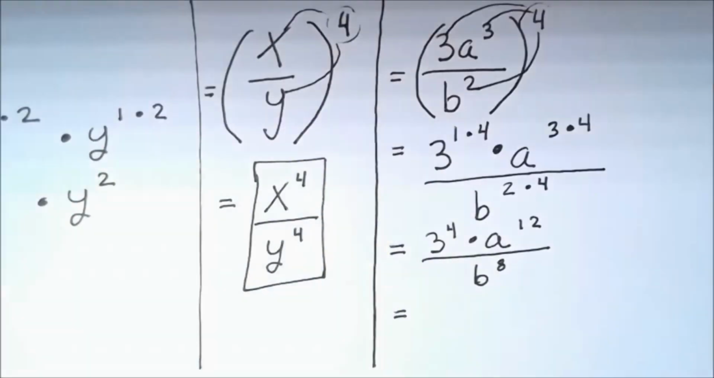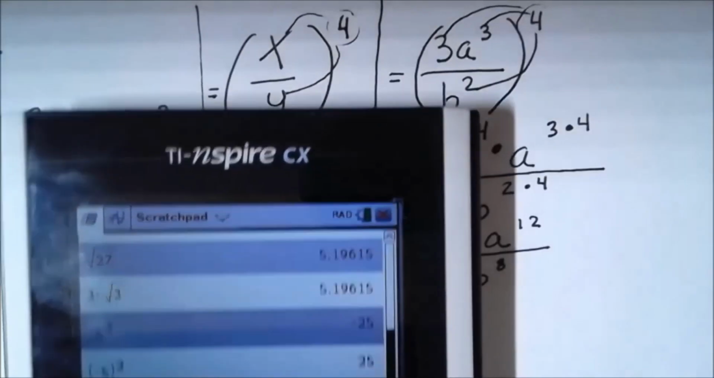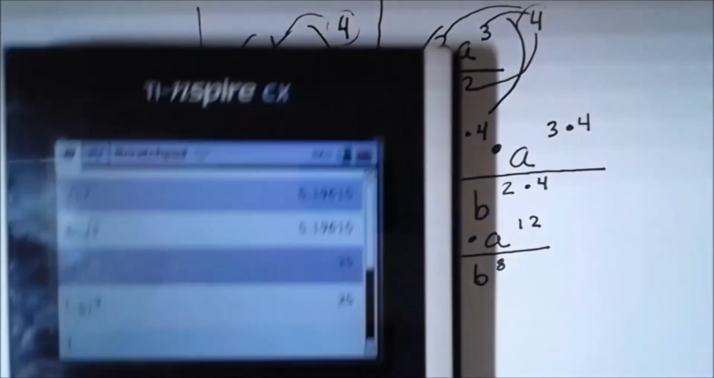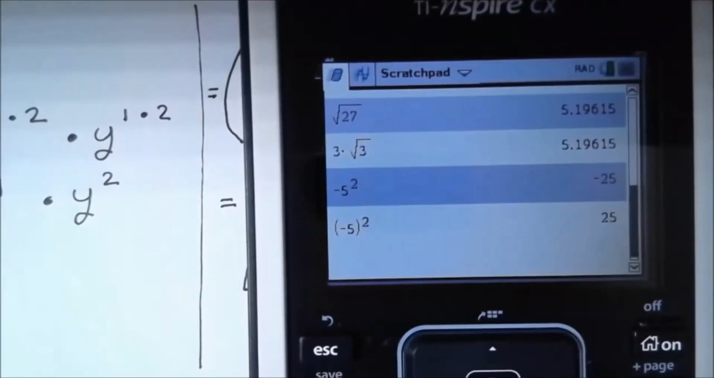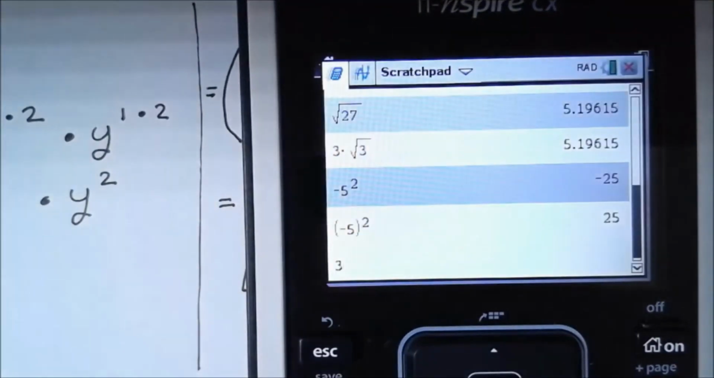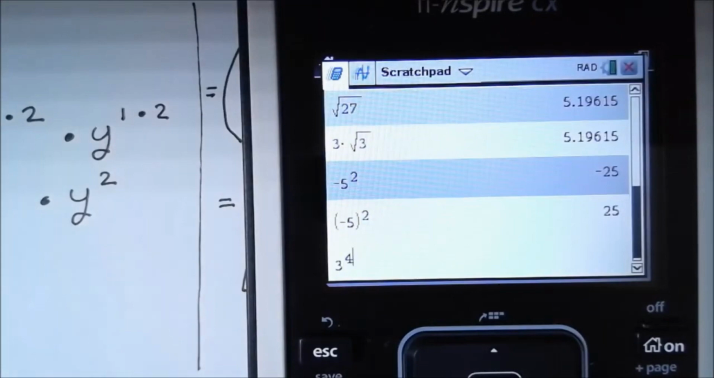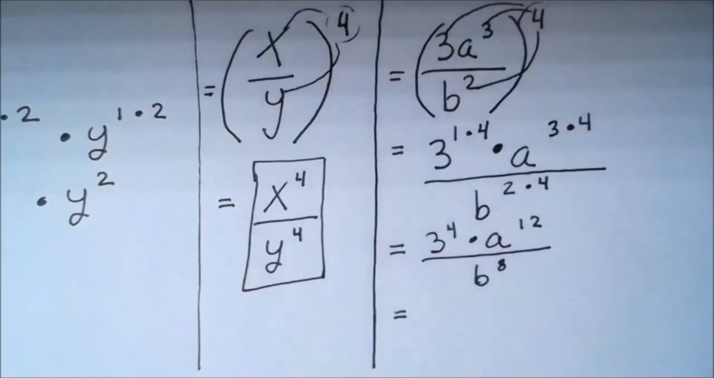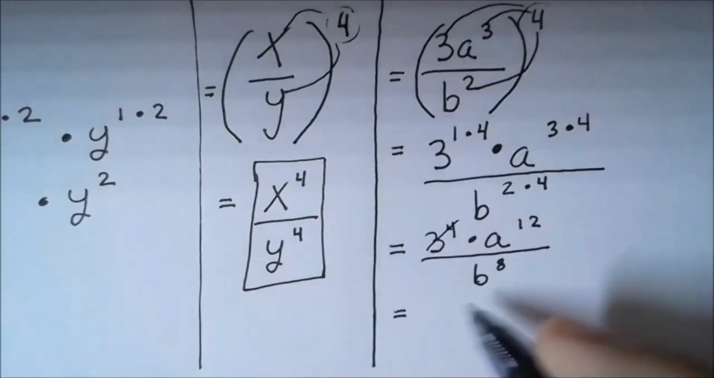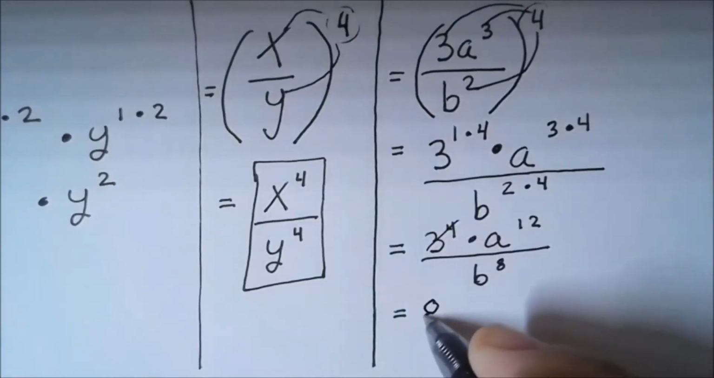Now I don't know in my head exactly what that is, but what we can do is put it in our calculator. We have 3 to the power of 4. What is 3 to the power of 4? So we type 3 caret 4, and hit enter, and it gives me 81. So that took care of that. This 3 to the power of 4, we went ahead and worked it out, and it became 81.